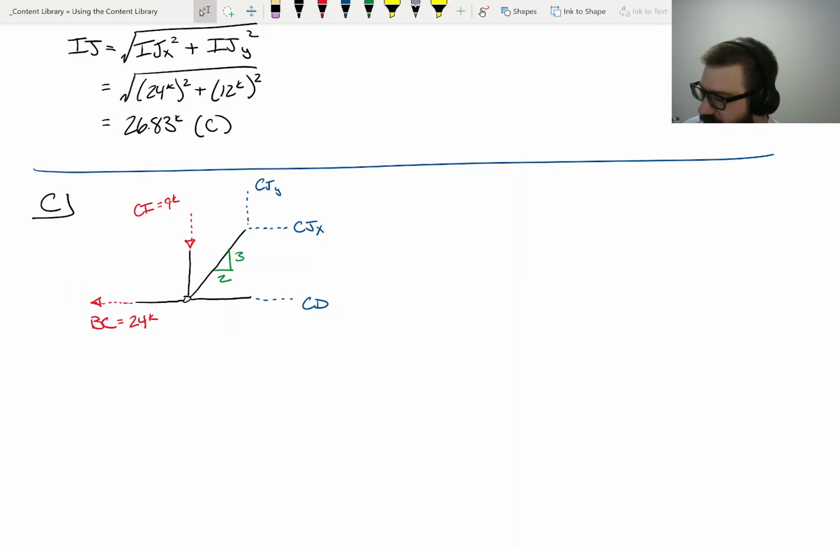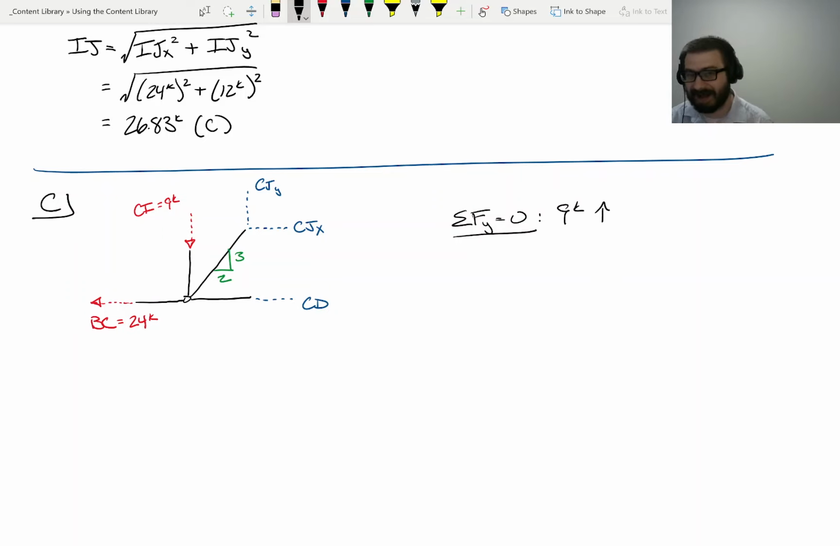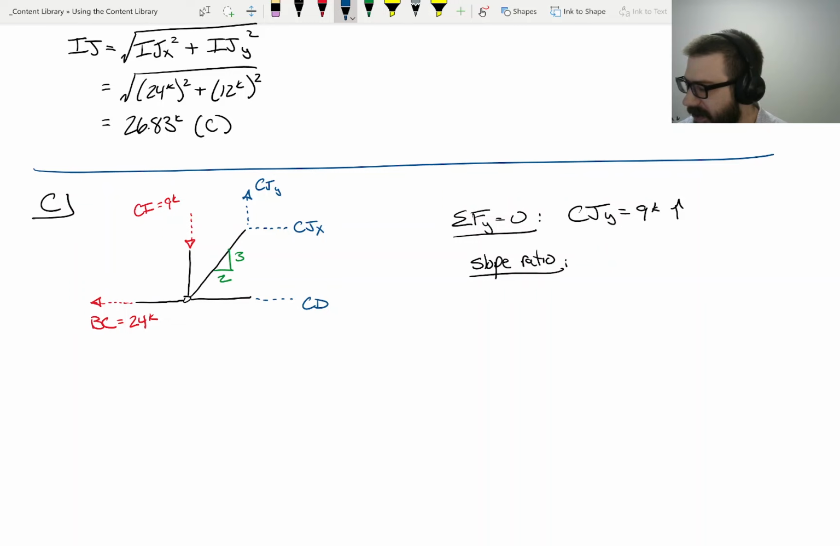Two horizontals, one vertical, which means I'm summing the forces in the y direction first. I've got 9 kips down, so I have to have 9 kips going up. I got ahead of myself. I needed to say up here, this is CJ,Y, 9 kips up. And then let's actually draw that arrow. Okay, proper bookkeeping.